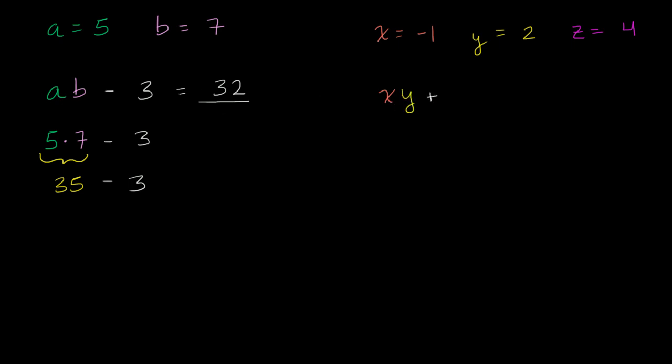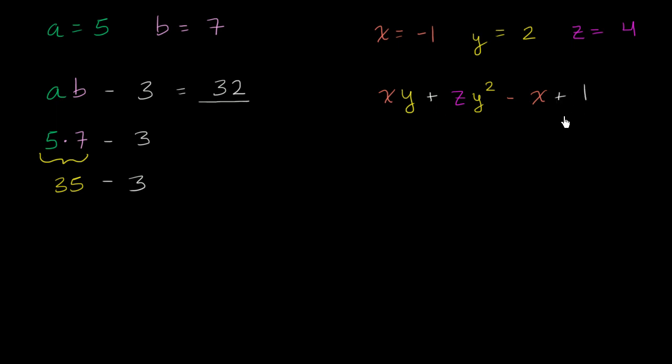plus, let's throw in a z times y squared. Let me write it this way, z times y squared. And then from that, let's just subtract another x. And actually, let's not be finished here. Let's add 1 to the value of what we have already. So plus 1. So what would be the value of this expression?